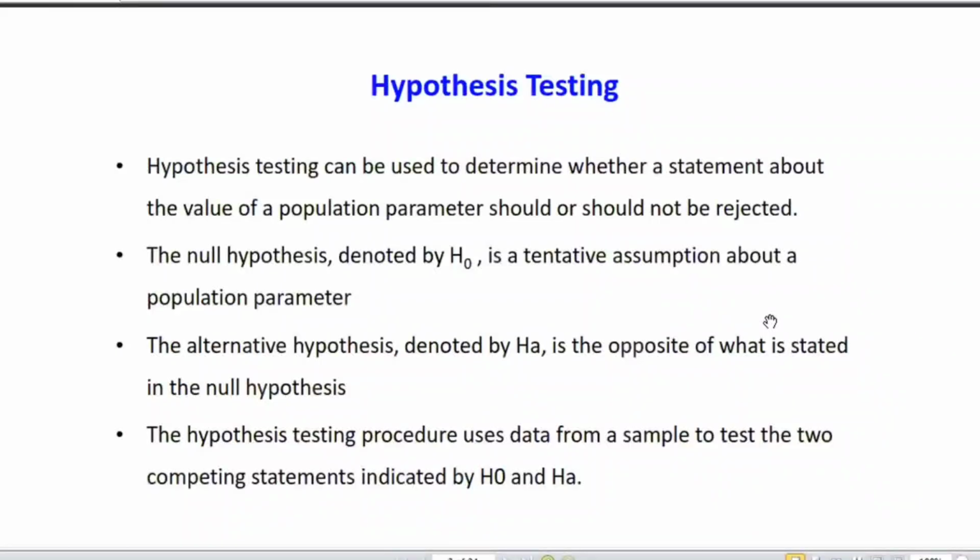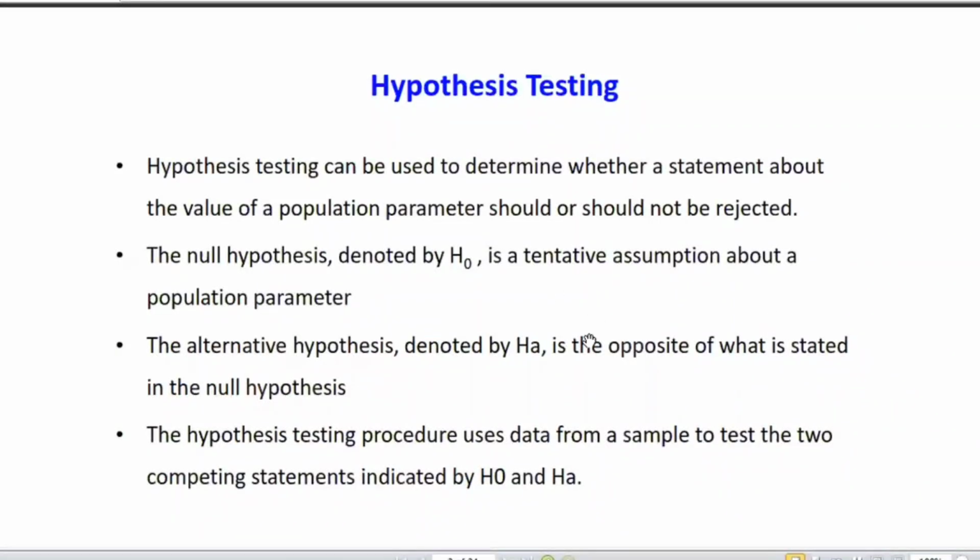Sir, in yesterday's class I didn't understand the tail test. Yes, today we are going to discuss. Yesterday I had not told about the tail test. So today we are going to discuss the left tail, right tail and two tail test, everything in detail. In yesterday's class, you only have to remember how to formulate the null and alternate hypothesis.